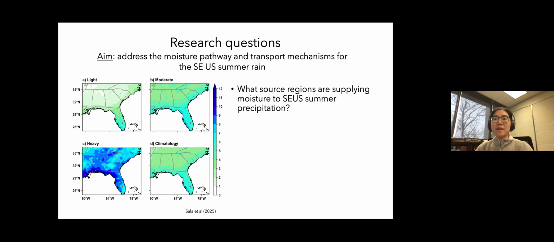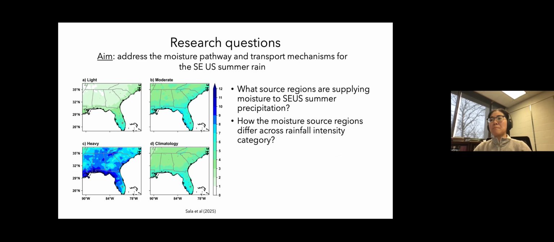But for light rainfall events, they are usually more associated with the large-scale frontal systems. So those rain generating systems, their mechanisms behind are very different. And from there, we would expect the moisture source region and moisture pathway supplying those rainfall events to be different. So our second question becomes how the moisture source regions differ across different rainfall intensity categories.